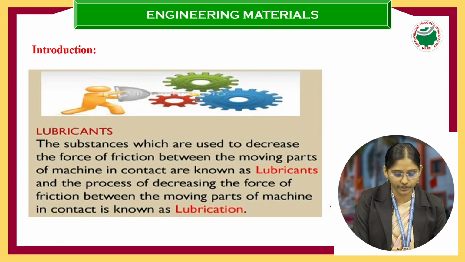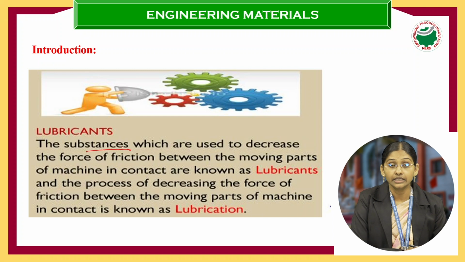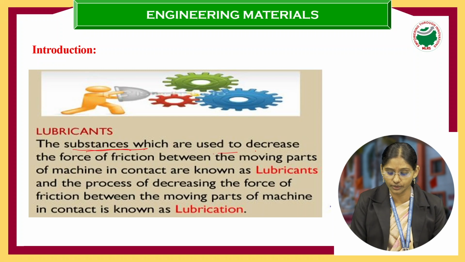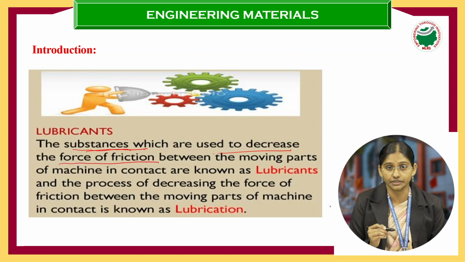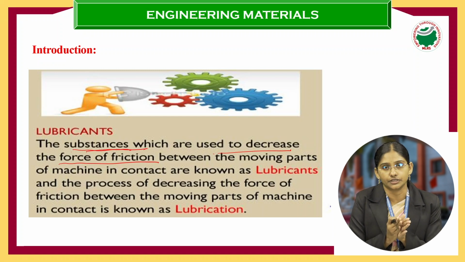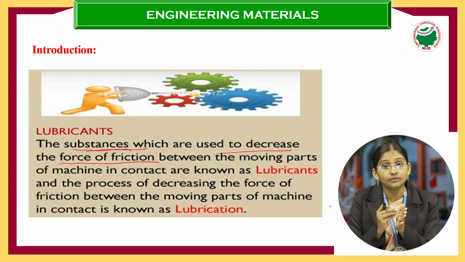Now see here, what is meant by lubricants? Any substance which is used to decrease the force of friction. Just now I said, when two parts of a machine are moving in the opposite direction, at any point of time they may come into contact with each other, so it causes friction. To reduce that friction, we need to add some substance. That substance is called a lubricant.